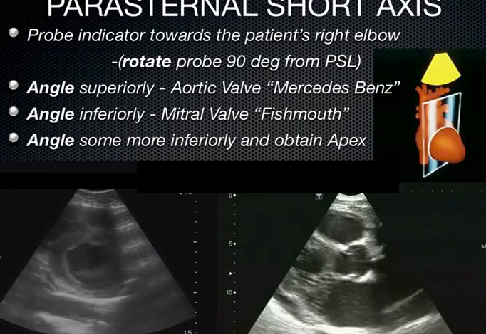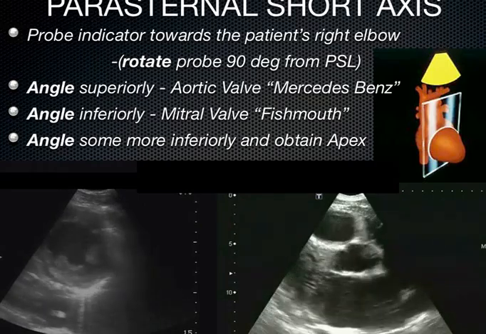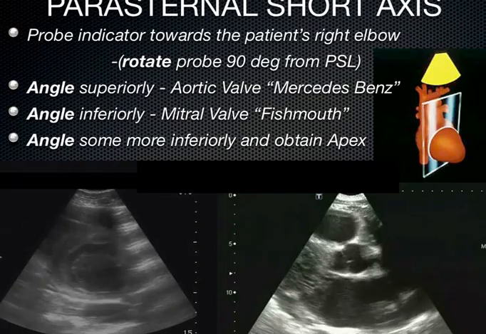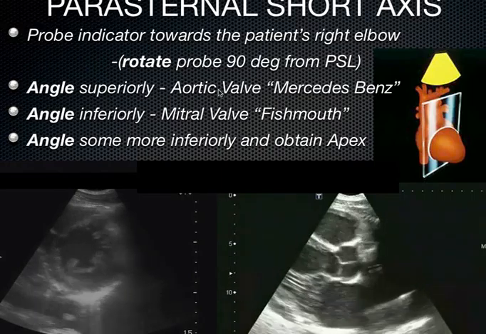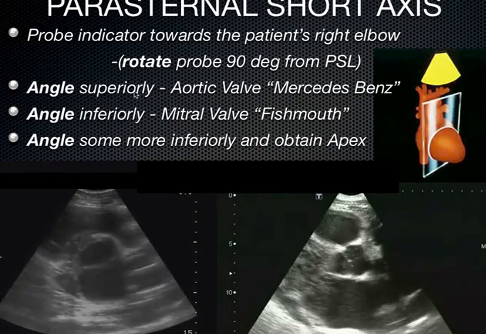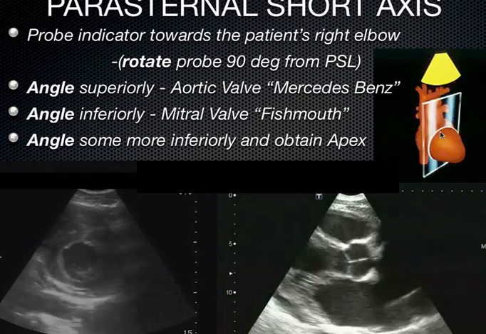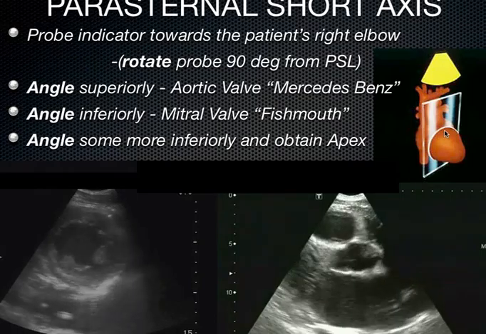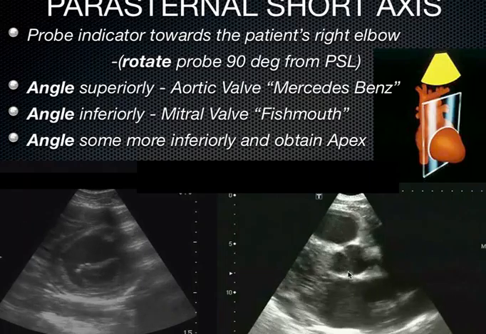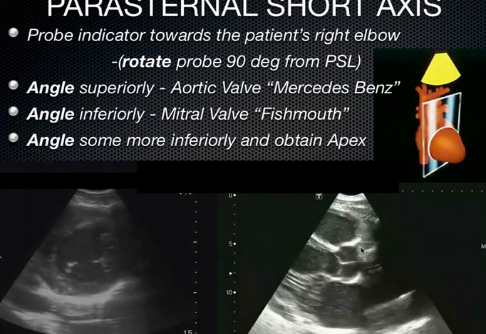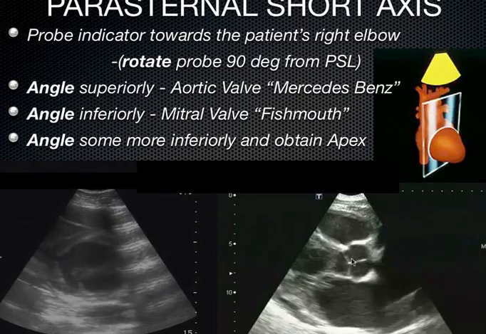Now, to move into the parasternal short axis, you go 90 degrees from the long to get into the short. All you need to do is rotate the transducer from the left hip over to the right hip, and then you'll see the short axis. If you're very superior on that short axis, or another way to think of it is very proximal, because here's the short axis of the heart over here, you'll see the aortic valve, which is what this looks like right here. Because it's a tricuspid valve, when you get it in this axis, it looks like a little Mercedes-Benz sign.